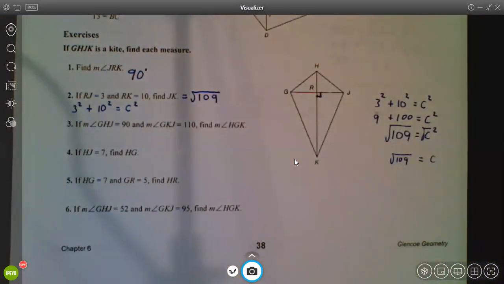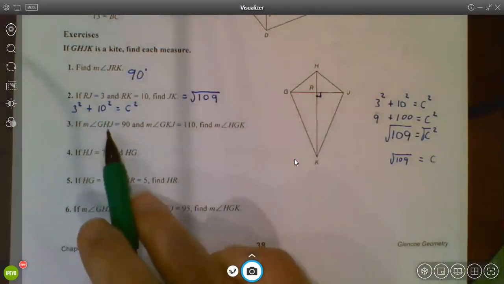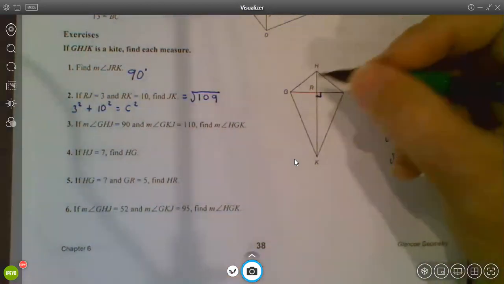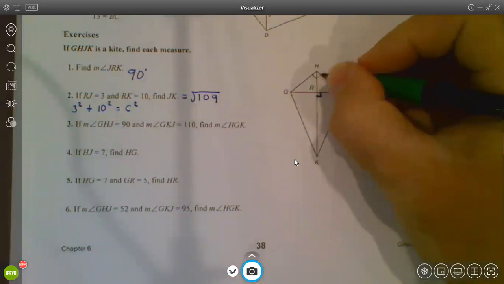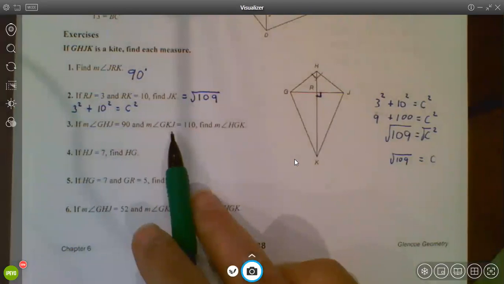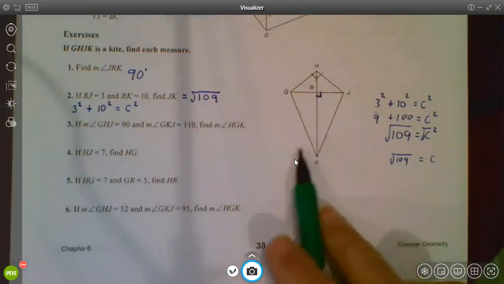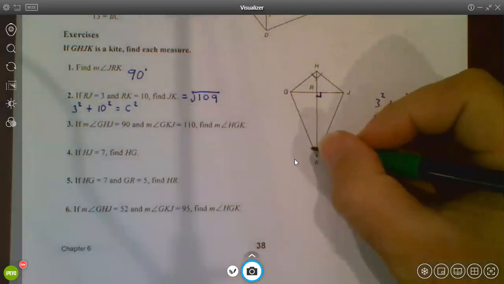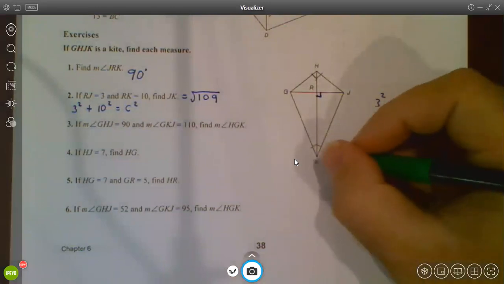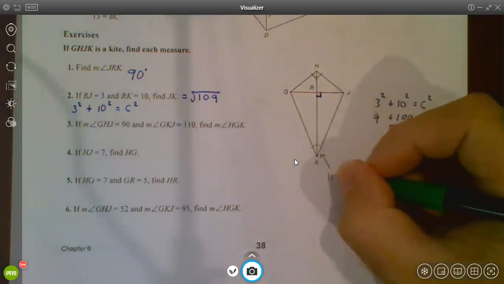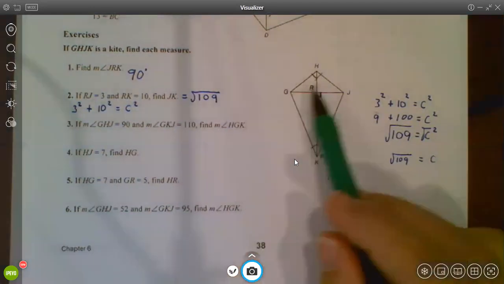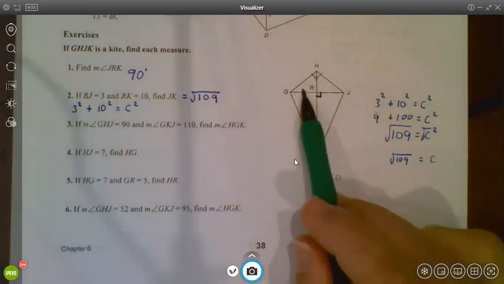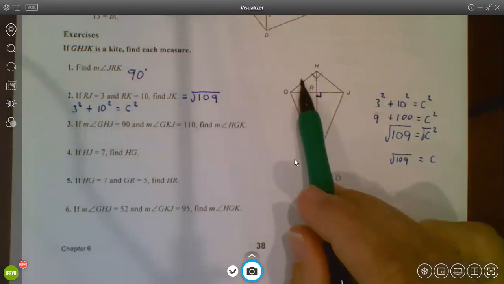All right, let's go to number 3. If GHJ was 90, so here's GHJ, that's this angle. So if this was 90, and GKJ, which is the bottom, that's this one, was 110. So this guy is 110. What would that make angle HGK, which is basically G, all of G? All right, what would that guy be?